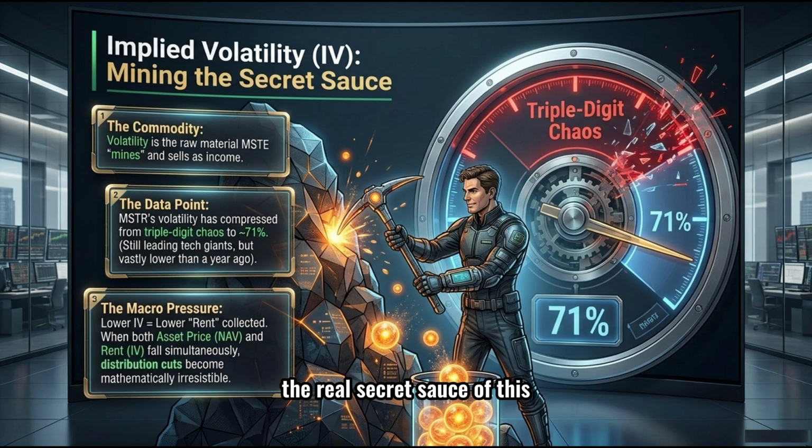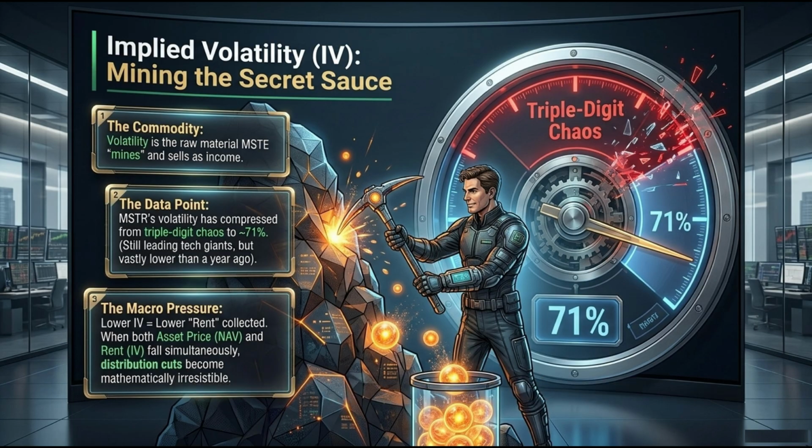The real secret sauce of this fund isn't the stock price, it's the implied volatility, IV. In a macro sense, volatility is the raw commodity that MSTE mines and sells to you as income. Currently, MSTR's volatility has compressed to around 71%. While that still leads the market compared to tech giants, it is a far cry from the triple-digit chaos of a year ago. As the crypto market matures and institutional liquidity deepens, these volatility premiums naturally shrink.